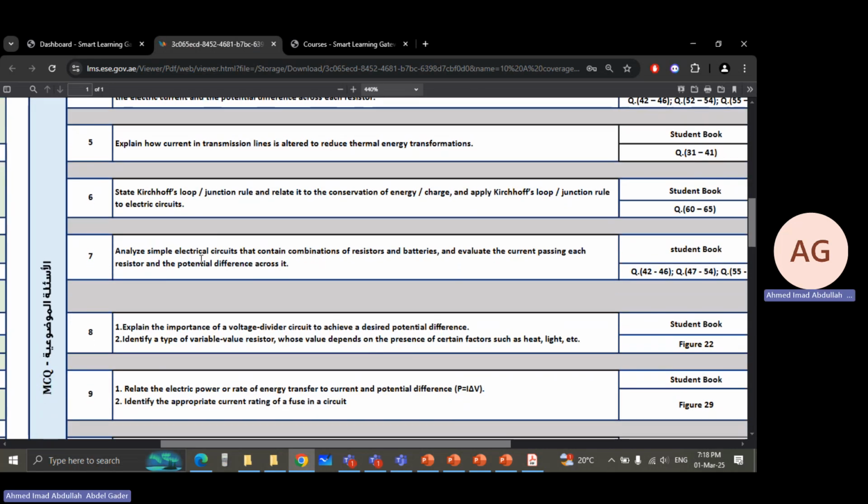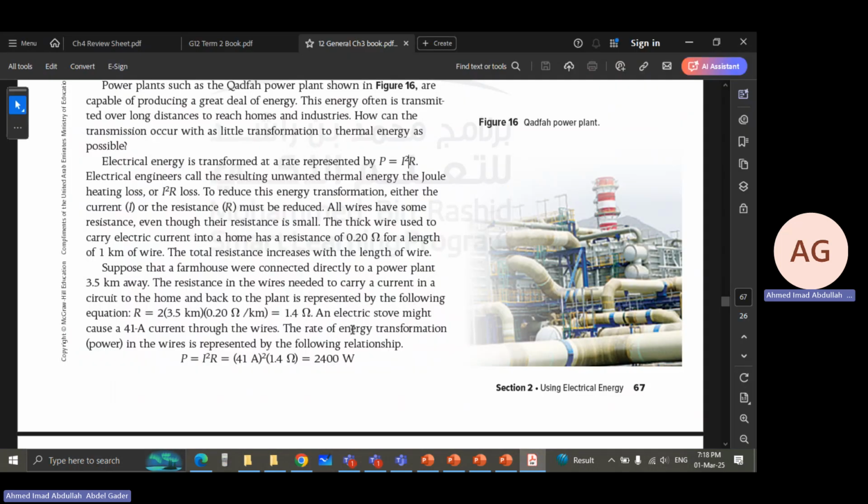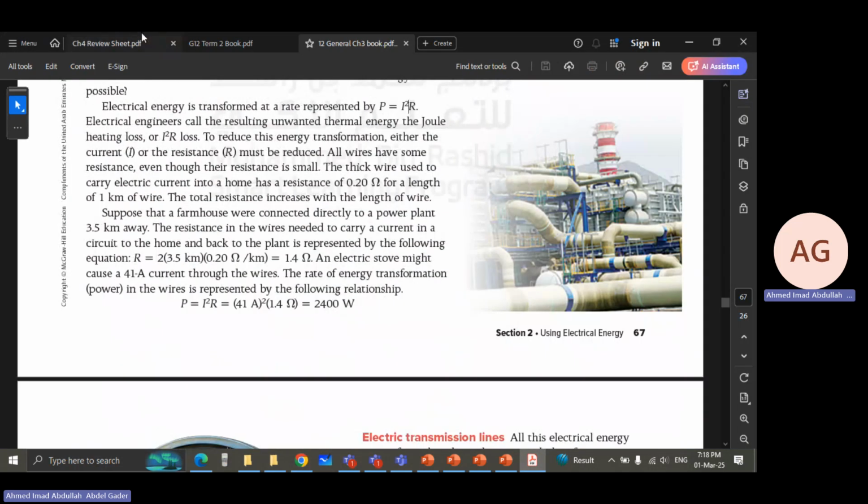Moving on. State Kirchhoff's loop and junction rules and relate them to conservation of energy and charge, and apply Kirchhoff's loop and junction rules to electric circuits. So now we will be going through the Kirchhoff rules.